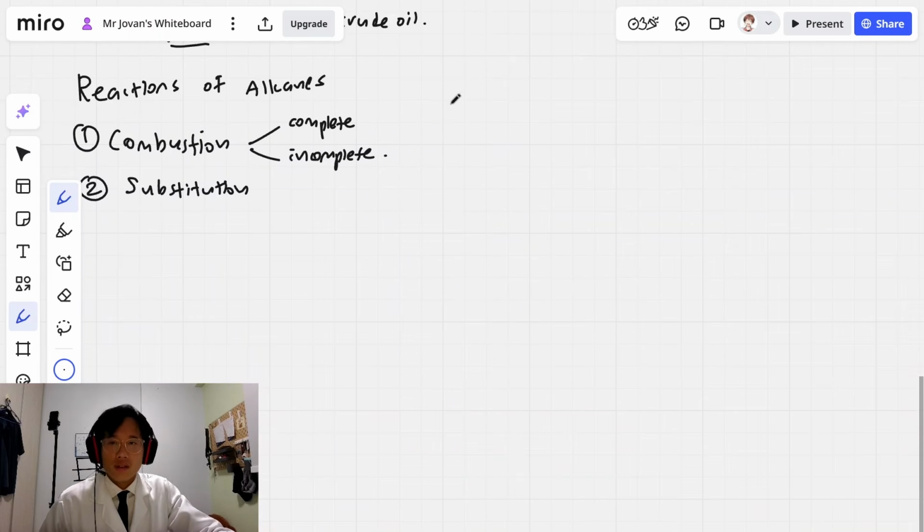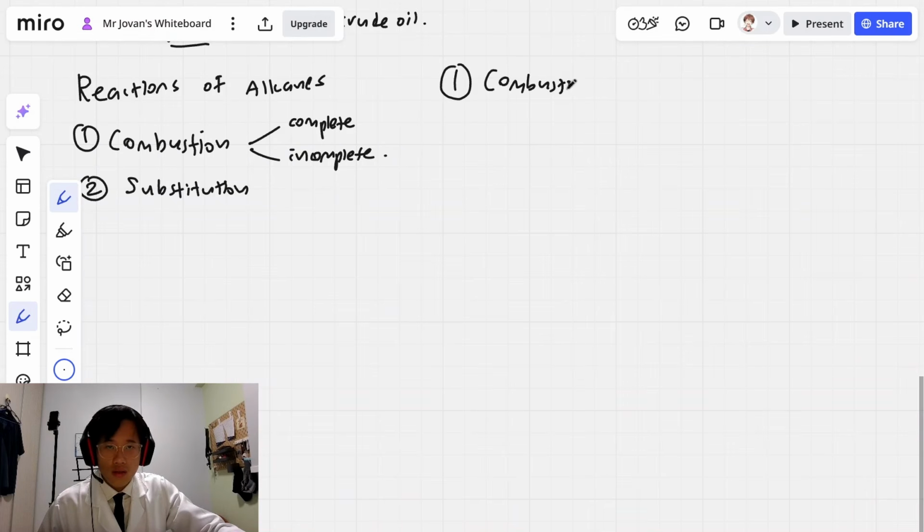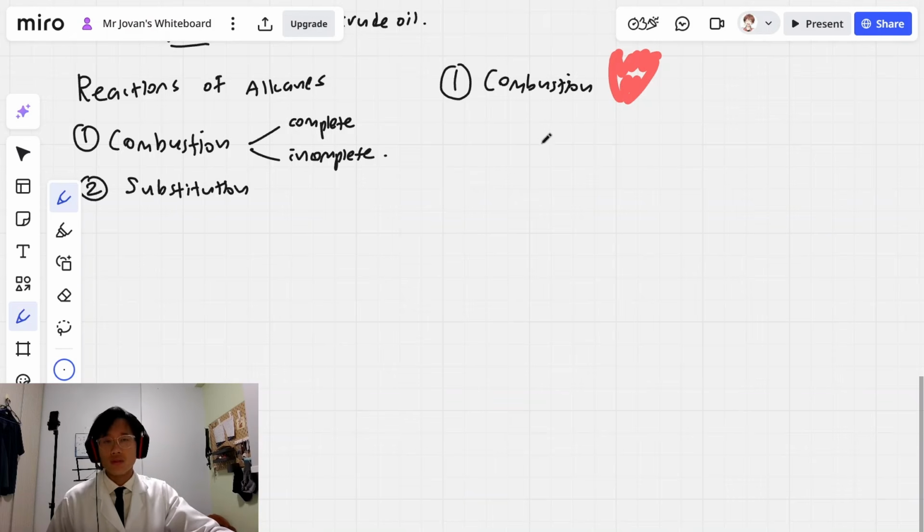So for combustion, what does combustion refer to? I always view combustion as when you burn something. Combust, fire. And for fire, what do you need? You always need oxygen. So combustion always involves oxygen. Just remember that combustion always involves oxygen. When you want to burn a fire, you need oxygen.